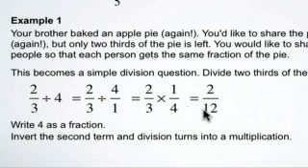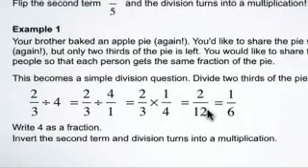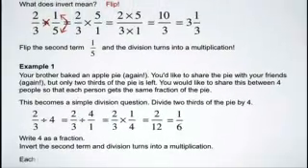I have to reduce this into lowest terms as per the fifth rule, so I do 2 divided by 2, which is 1, and 12 divided by 2, which is 6. So each person will get 1/6 of the pie.